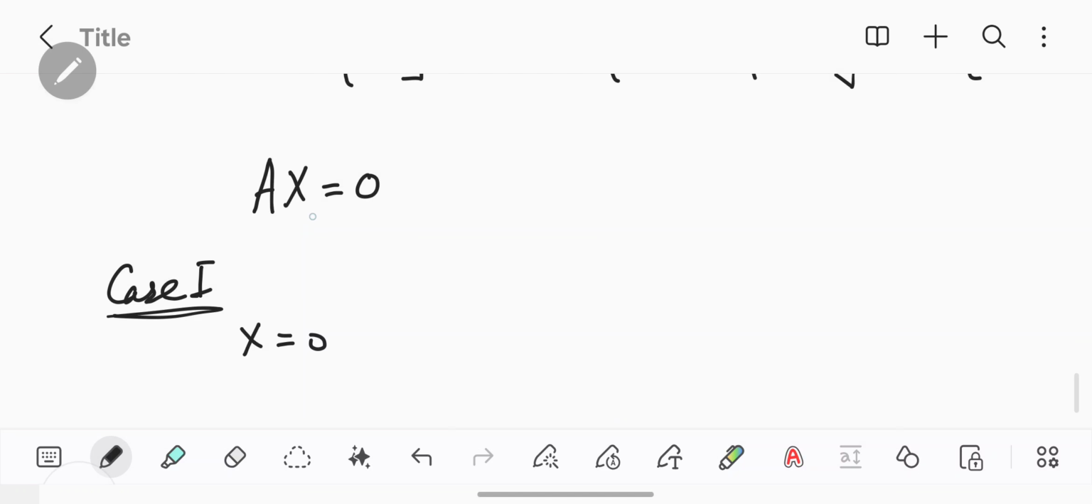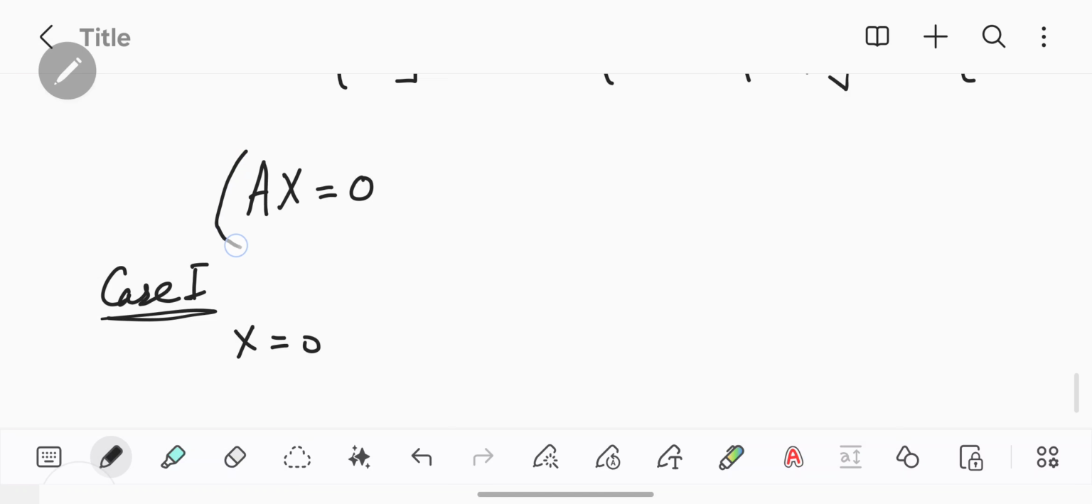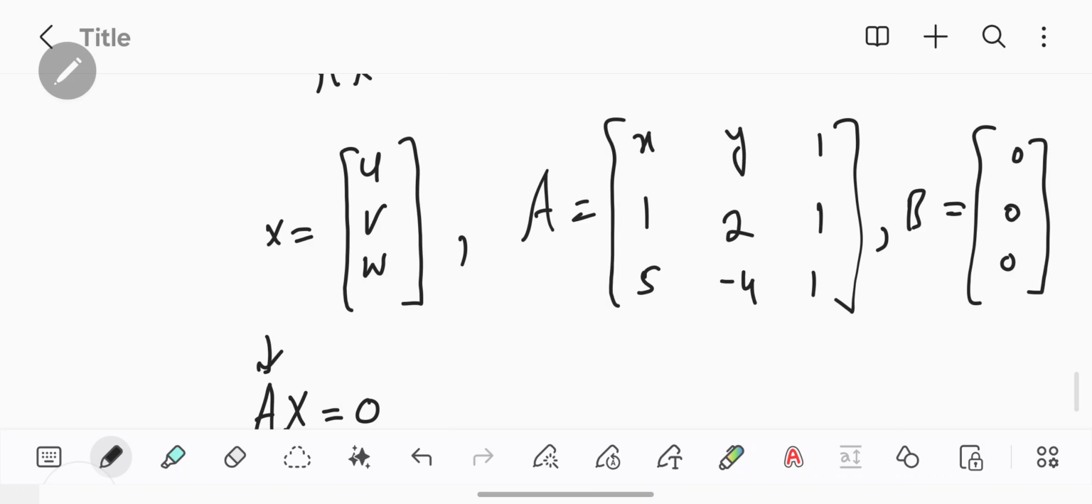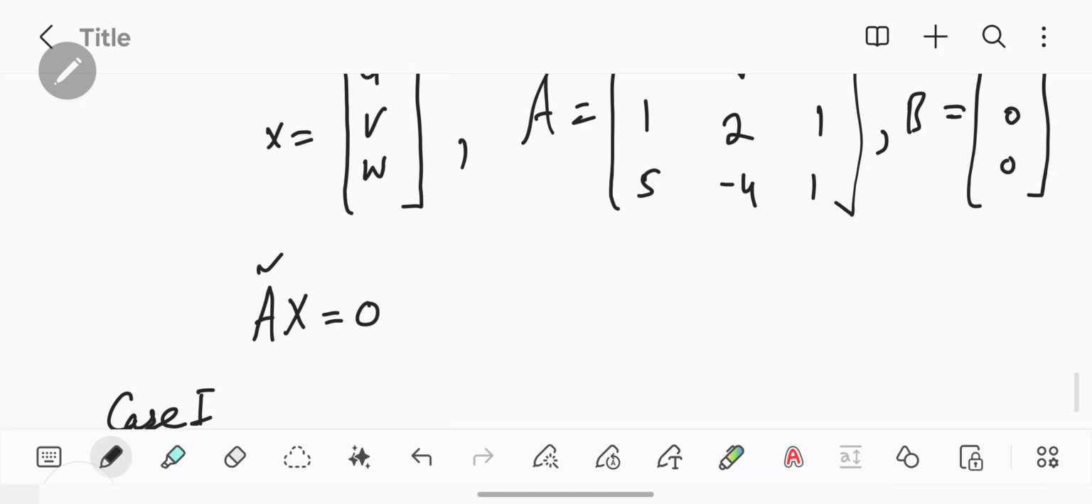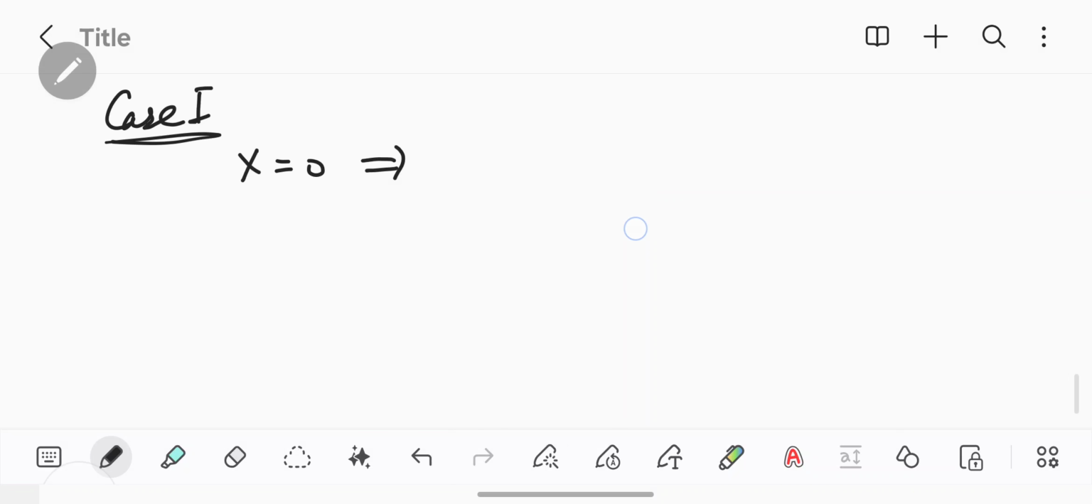First of all, in the first case we will consider the first possibility. If x is 0, then here I can write any matrix. That means these values can be any. I can write any values in A, because when I multiply any matrix with the 0 matrix, I will get 0. So that means A is any matrix.